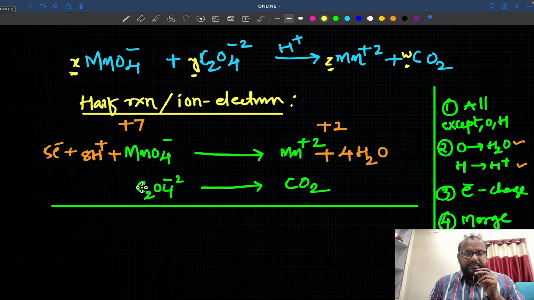We'll balance the second reaction. So we got 2 carbons, we have to take 2 here. Then oxygens are already balanced. Then look for charges. Charges here are -2. Here you have -2, here you have 0. So how can we do this? So we have to add 2 electrons to this side. Okay. Then we will merge both the reactions.